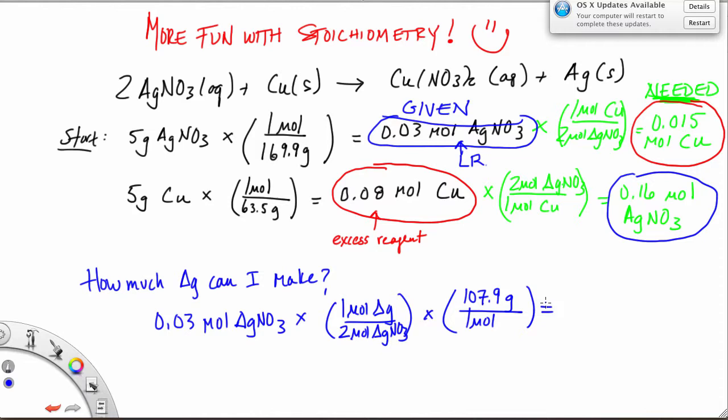Whoops, I'm using this teeny tiny calculator on my cell phone. So my 47-year-old eyes are having trouble here. Times 107.9, and I get 1.62 grams of silver. That's how much I would make, given these 2 reactants and identifying the limiting reagent.